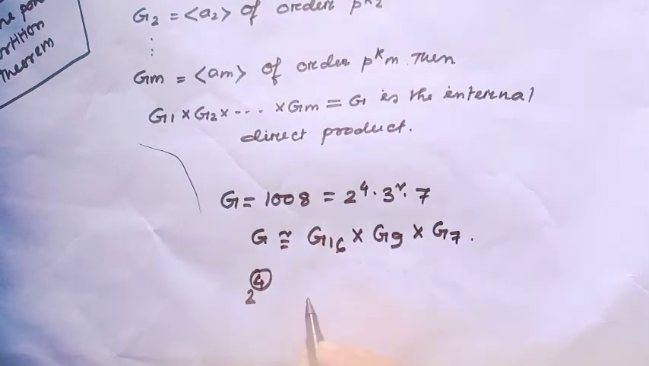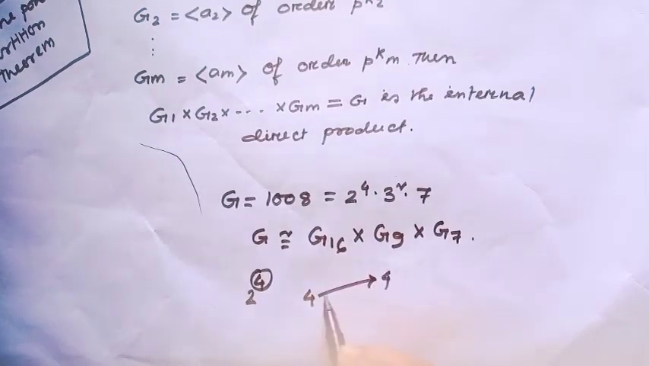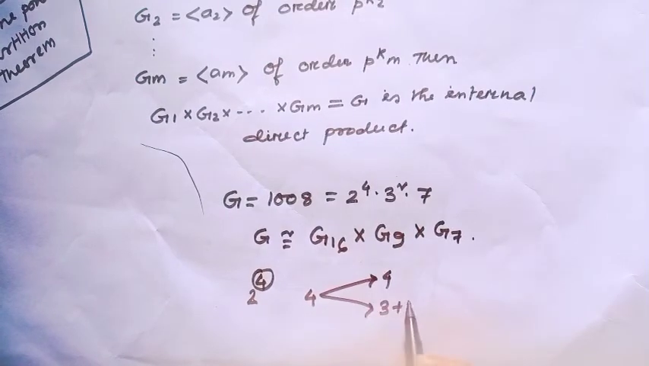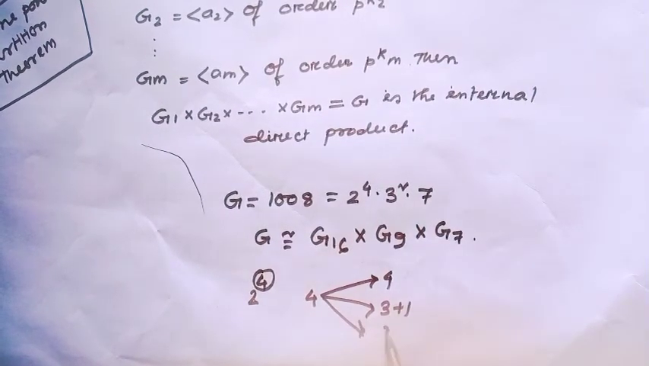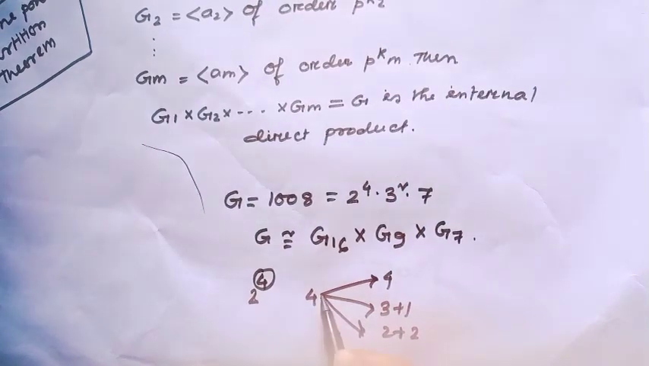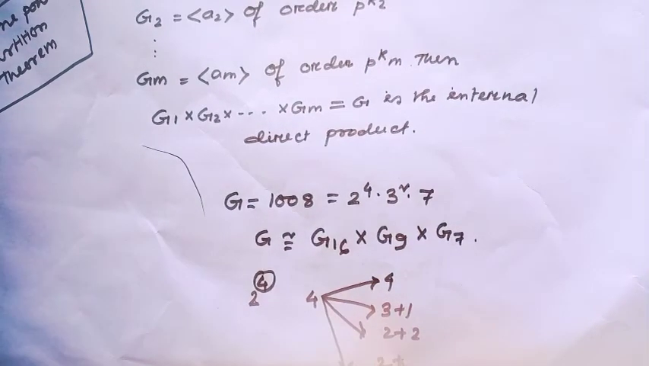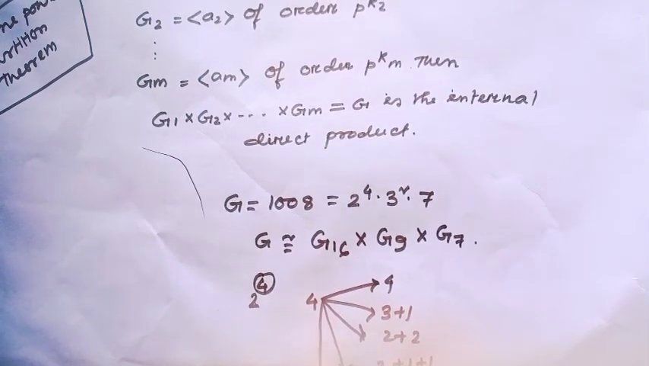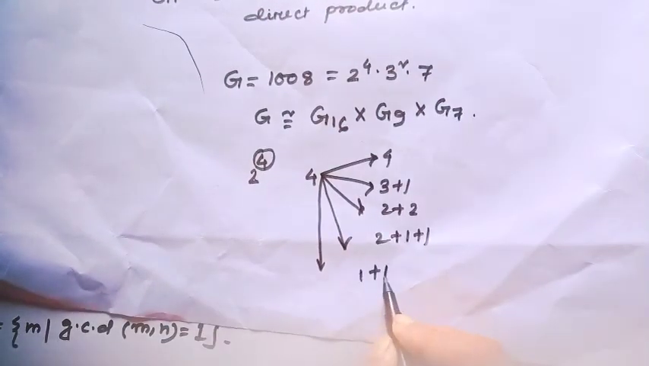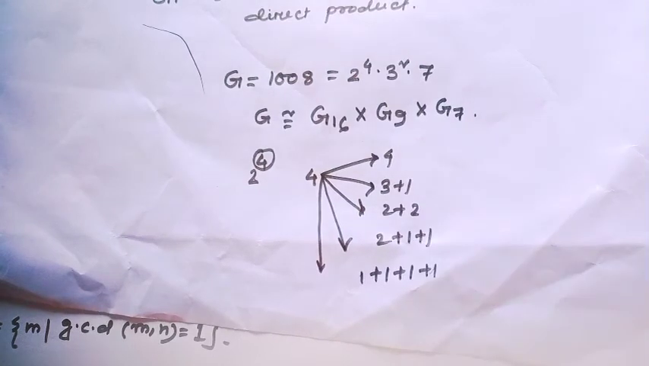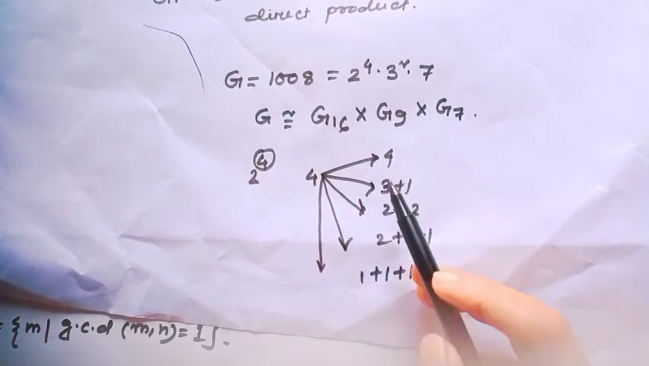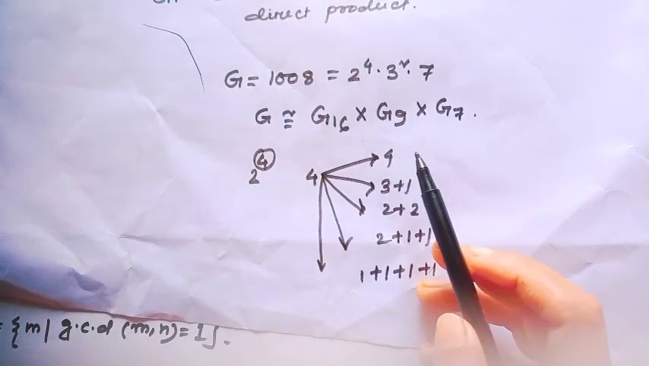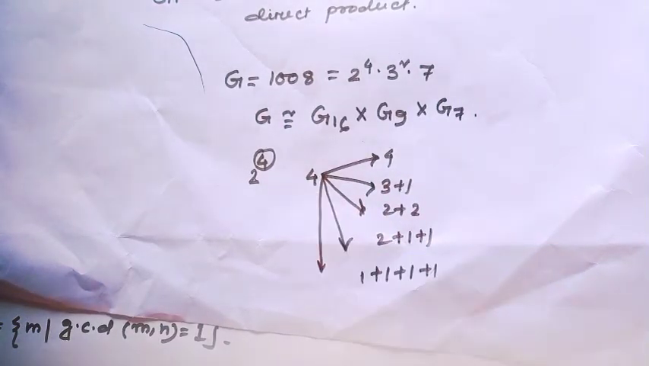We can partition, that means p to the power k, then we can partition 4 in different ways. 4, another way is 3 plus 1, another way is 2 plus 2, another is 2 plus 1 plus 1, and another is 1 plus 1 plus 1 plus 1. Are you getting this partition? That means there are 5 different ways to partition 4.